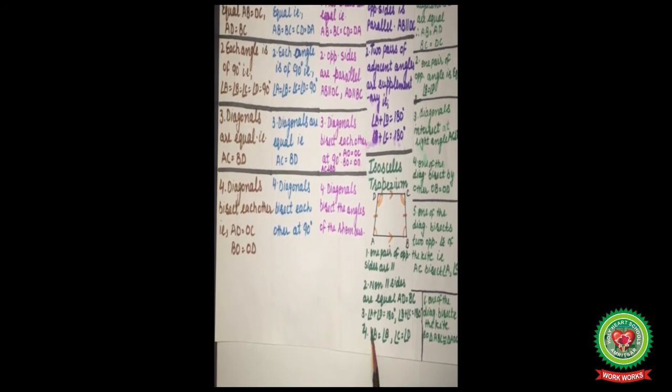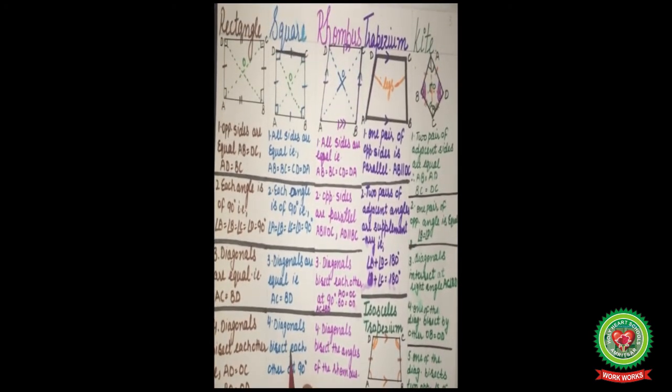That is, angle A plus angle D will be equal to 180 degrees. Angle B plus angle C will be equal to 180 degrees. And the last property is angle A will be equal to angle B and angle C will be equal to angle D. The last type of quadrilateral is a kite.